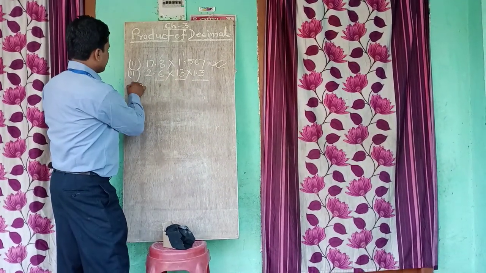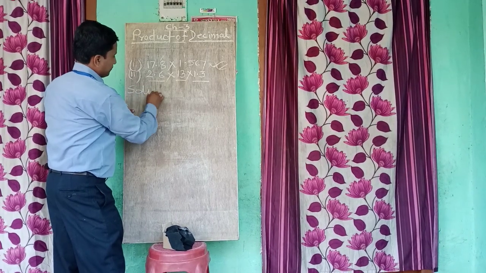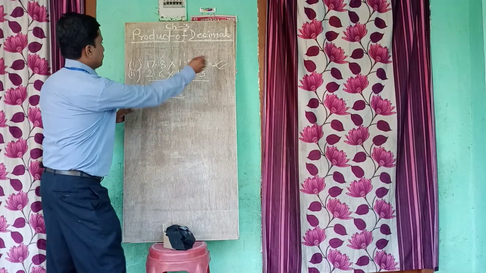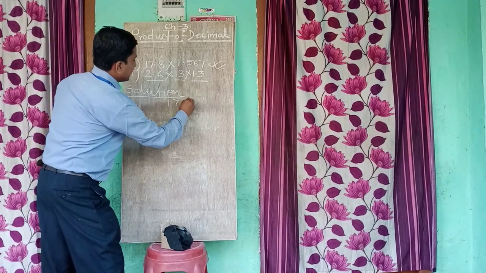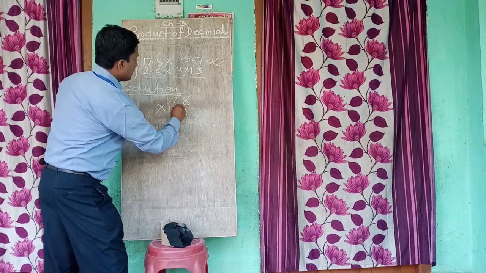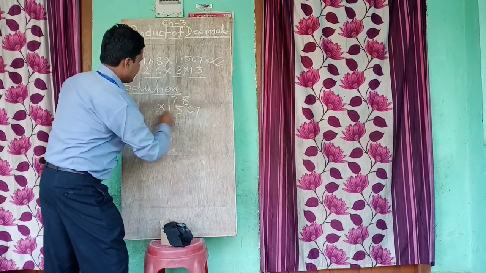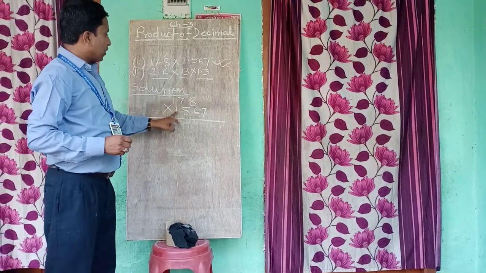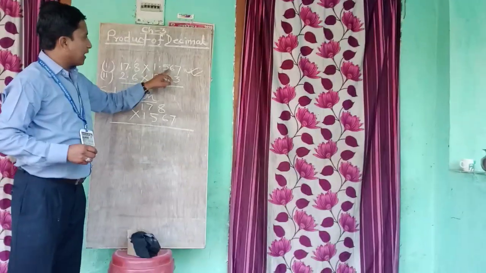Write down the solution here. 178 multiplied by 1567.